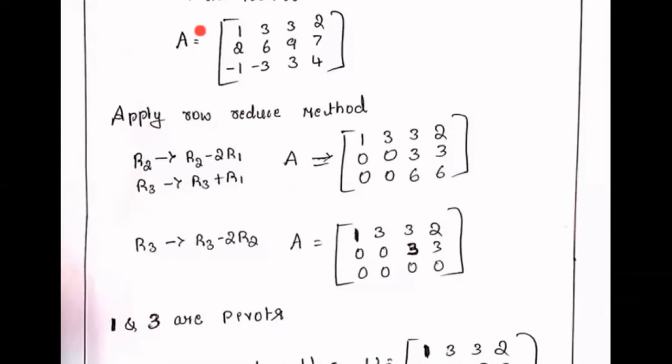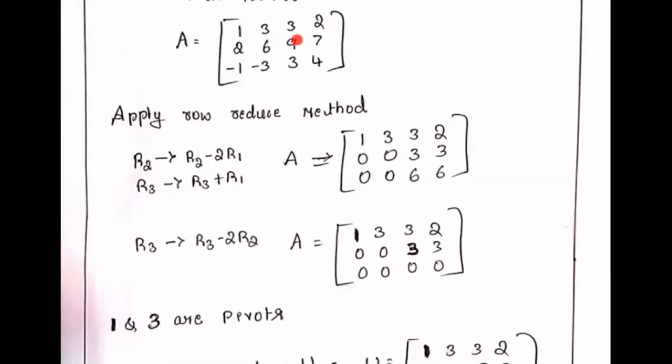So what happens now? Row 2 is nothing but row 2 minus 2 times R1. What is row 2's content? Row 2's first element is 2. Substitute 2 here, minus 2 times R1, which is 1. So 2 minus 2 times 1 becomes 0. Next, substitute the 6 value, with 3 above it. So 6 minus 2 times 3 is 6 minus 6, that is also 0.